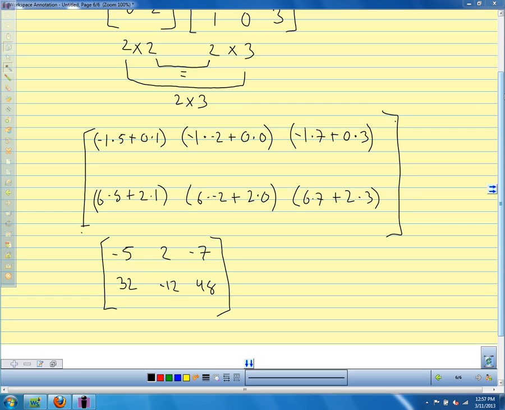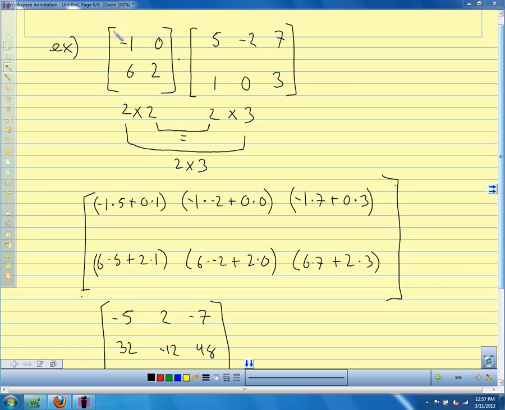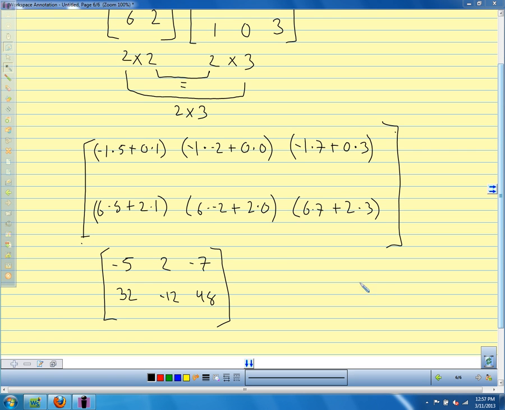So when I multiply matrices, I multiply the row by the column. First row, first column goes here. First row, second column here. First row, third column here. Second row, first column here. Second row, second column. Second row, third column goes here. And I add those elements up, and my new matrix is 2 rows, 3 columns.